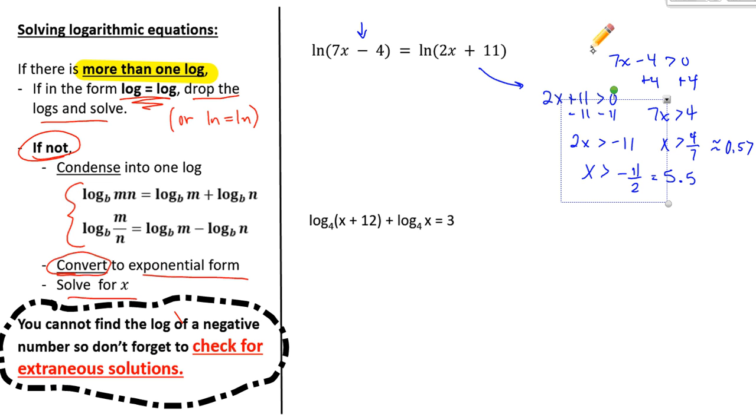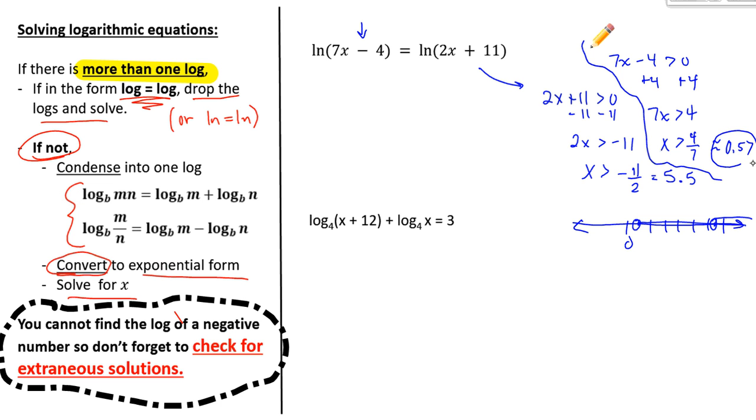Now, picturing these together, let me put them up on a number line. Here is 0.57. It's just greater than, so there's a circle, and it's everything this way. This one says go to -5.5 and this way. So it would be sufficient to say that if it's greater than 0.57, then it's also greater than -5.5. Essentially, you need to make sure that it's bigger than 0.57. Or you can always plug your answers back in and check and see if it made a negative inside there.